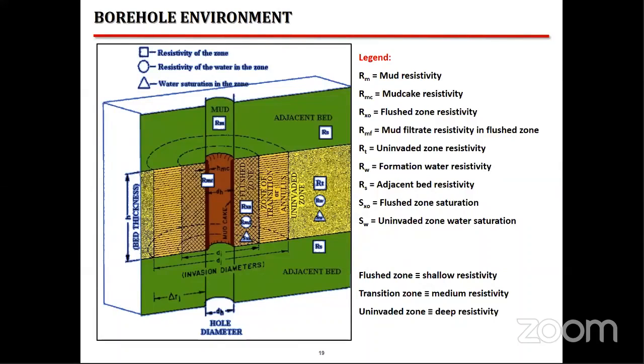Farther away from the well bore is the uninvaded zone containing the actual formation fluids. This corresponds to the true resistivity of the formation, which gives us the resistivity of the formation fluid. Resistivity is usually measured in all three zones and correspondingly called shallow, medium, and deep resistivity, where shallow resistivity is obtained in the flushed zone, medium is obtained from the transition zone, while deep resistivity is obtained from the uninvaded zone.